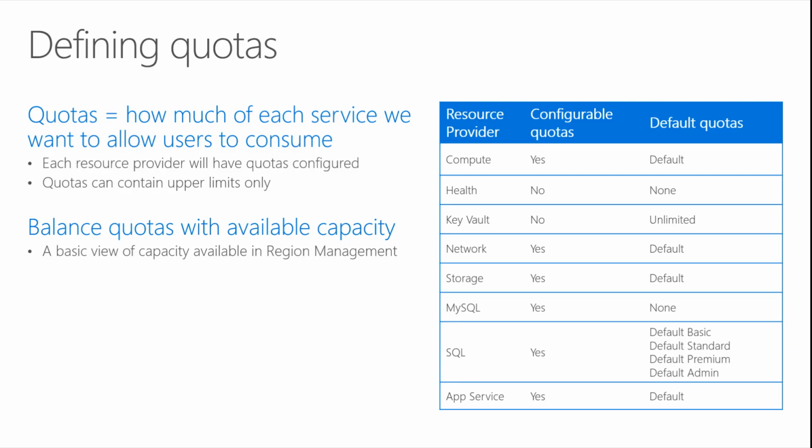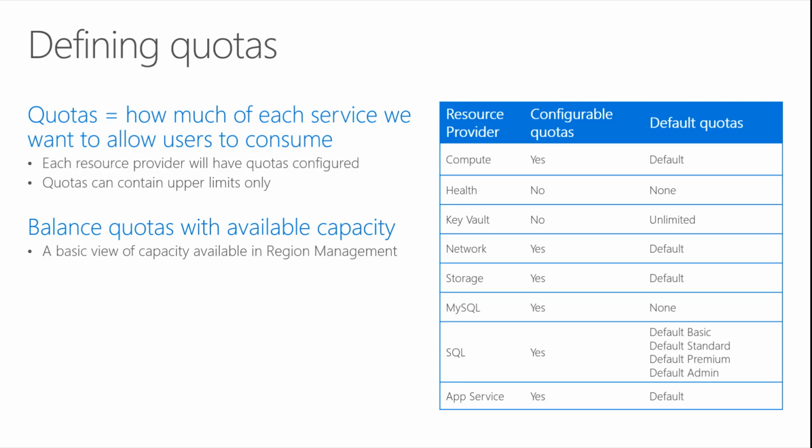Once you have defined the services you would like to offer, we need to determine how much of each service we want to allow users to consume. To do this, you configure quotas. You can create the upper limits for quotas only. Keep in mind the amounts of each resource, such as storage and public IPs, that you have available in the environment to ensure that you do not exceed your capacity.